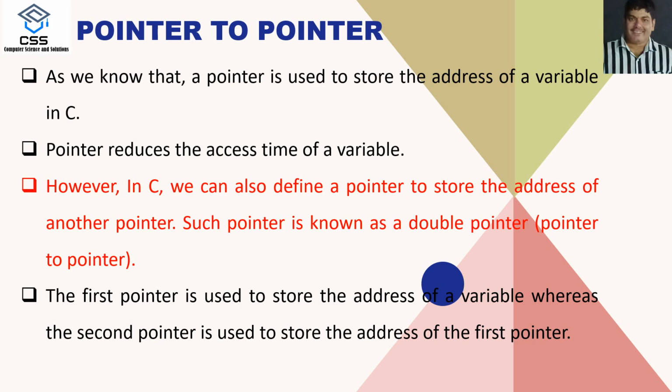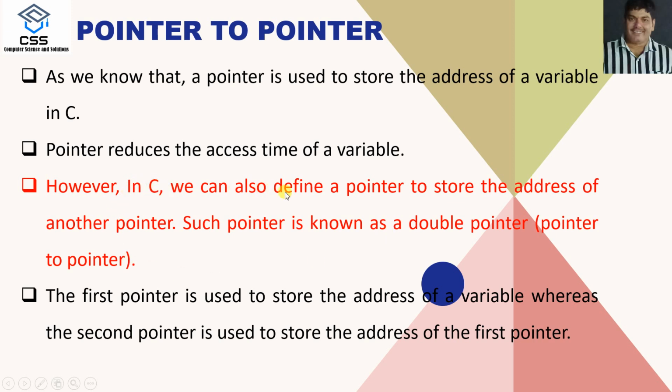That type of representation is known as pointer to pointer. How do we do this? Let's see the definition written. As you know, a pointer is used to store the address of a variable. A pointer reduces the access time of a variable, meaning we can indirectly access the element, hence the performance is better.